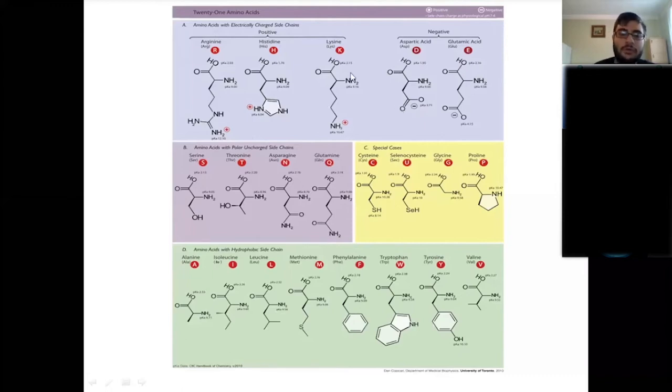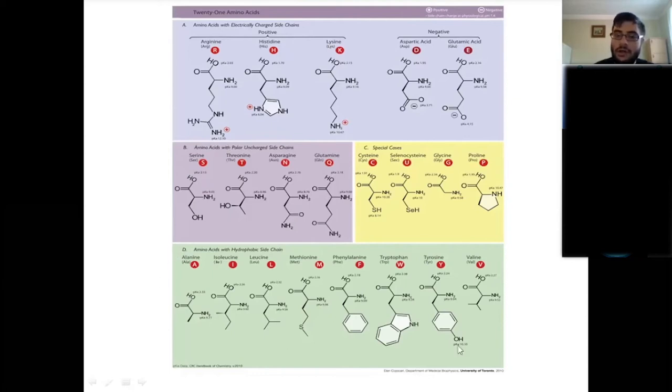So let me go over what you should memorize. Firstly, you should memorize the group each amino acid belongs to. For example, these three are positively charged. As you can see, they all have a positive, positive, positive. These two are negatively charged. They have a negative and negative. These are polar, meaning that they have an OH or an NH2 or a double bond O, but they're not charged like these guys. So these four.